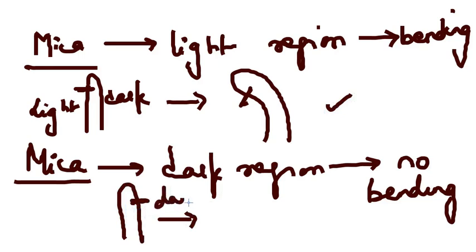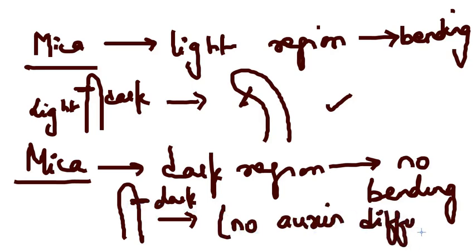The third experiment was performed by Boysen Jensen. Look here, we already discussed gelatin and mica, the same thing. I'll explain it using this picture. So see, the first experiment was done by Darwin. What happened when the light was passed here? What is seen?